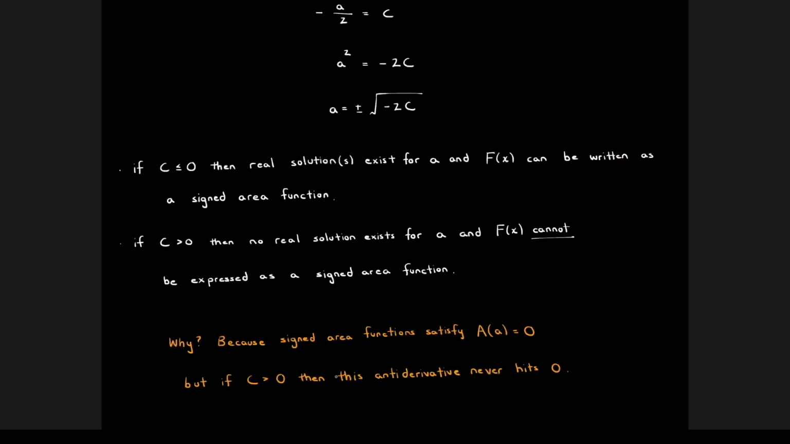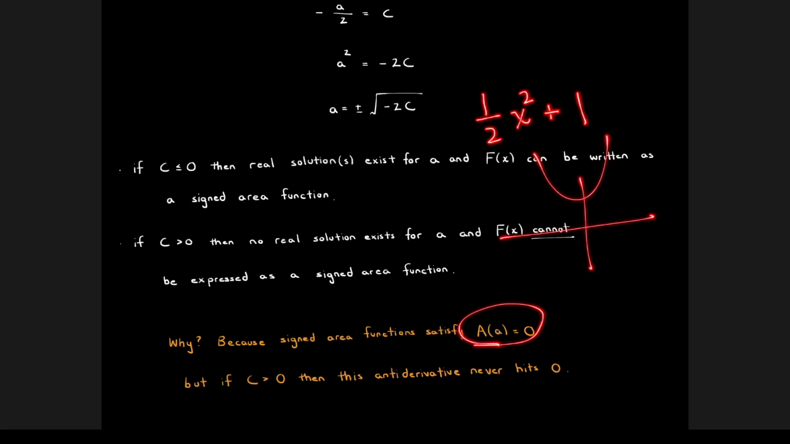And why is this the case? It's because signed area functions satisfy a particular geometric constraint, which is that they need to have at least one x-intercept. But if you take a look at this antiderivative when c is positive, so let's take c to be 1, this is just a parabola that is shifted up. And so this parabola will never touch the x-axis. It will never have any x-intercepts. And so this is an antiderivative, but it is not a signed area function because it never touches the x-axis. It never satisfies that geometric constraint that signed area functions are supposed to have.